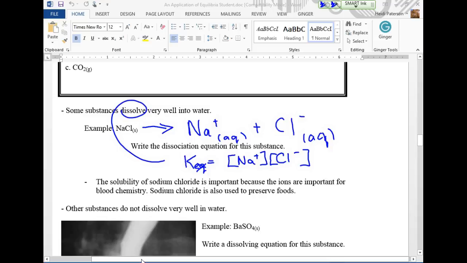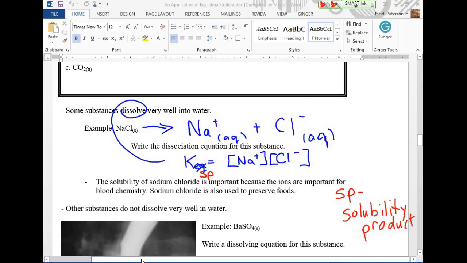Instead, we are going to say something called K_sp. K_sp stands for solubility product. And it is telling you that it is an equilibrium expression for something that is being dissolved into water.